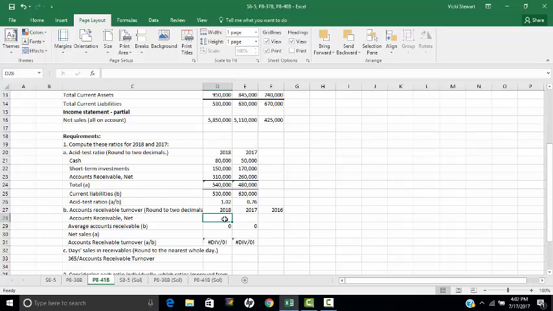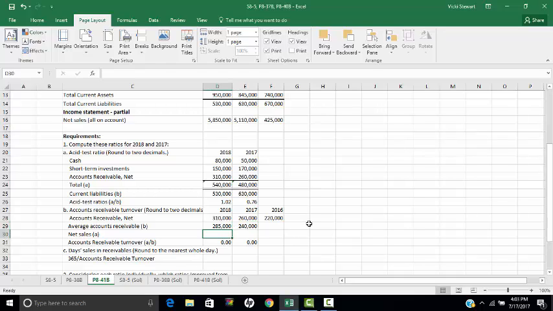So in order to compute this ratio, we need our average accounts receivable for 2018 and 2017. So I'm going to put into my spreadsheet the accounts receivable net for all 3 years so that it will calculate for us our average accounts receivable for 17 and 18. So what this has done is it has taken these two numbers for 2018, added those together and divided by 2. And the same thing for 2017. It has added 260,000 and 220,000 and divided by 2, and we get 240,000.